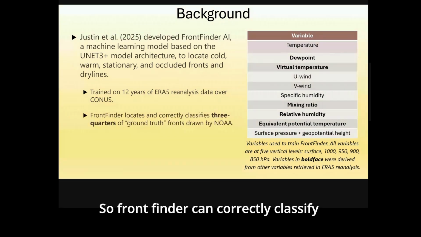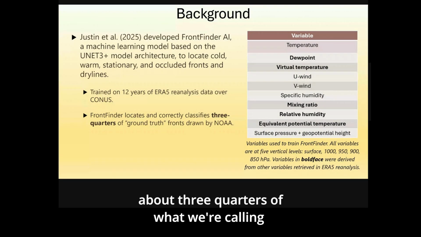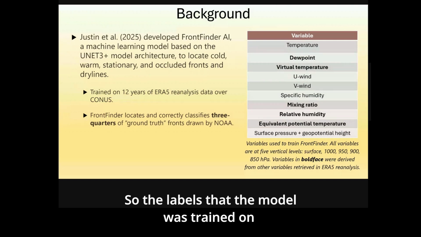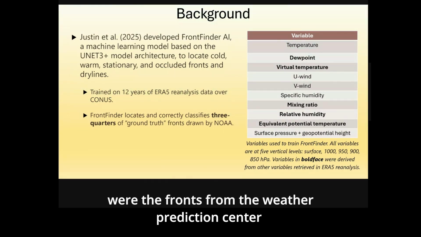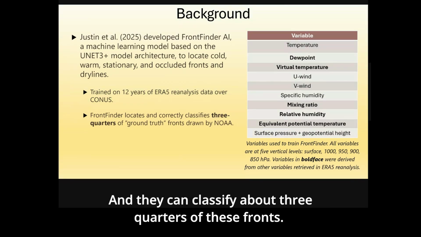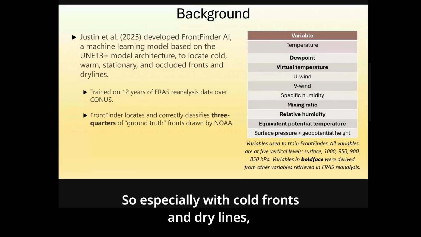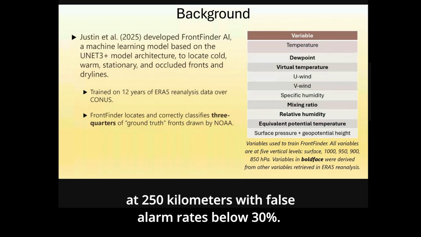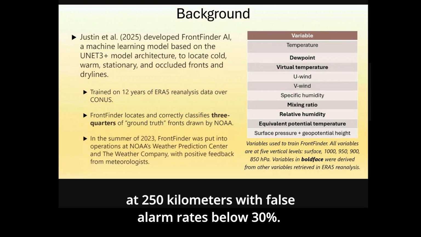So Front Finder can correctly classify about 3/4 of what we're calling the ground truth fronts drawn by NOAA. The labels that the model was trained on were the fronts from the Weather Prediction Center and the Ocean Prediction Center as well. And it can classify about 3/4 of these fronts. Especially with cold fronts and dry lines, your probability of detection is in the 80 to 90% range at 250 kilometers, with false alarm rates below 30%.